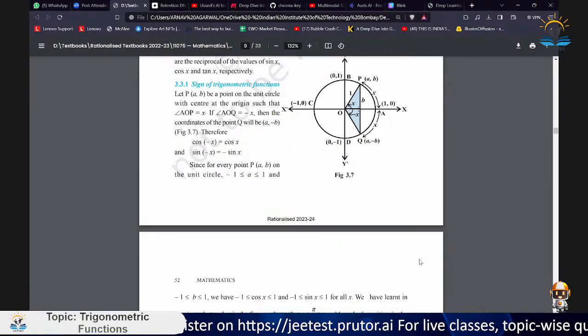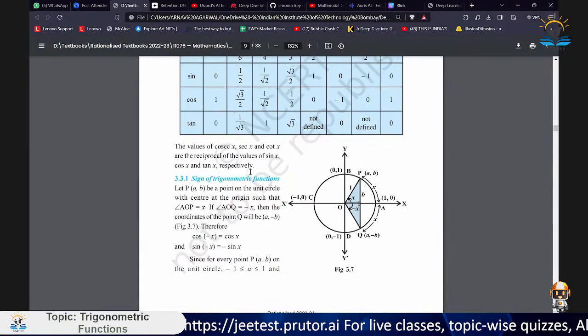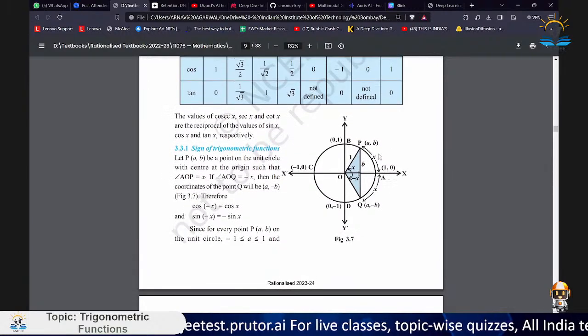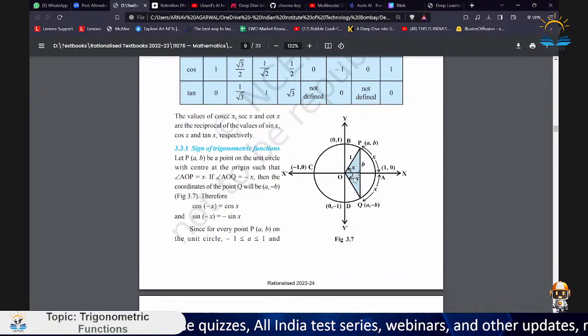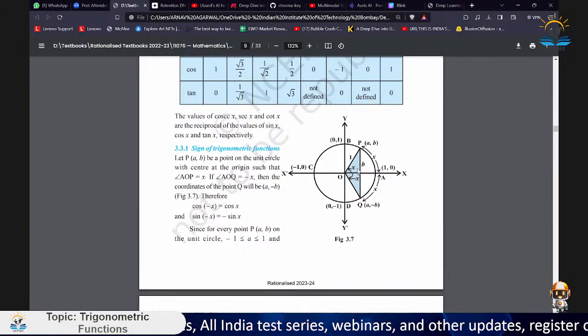Another thing which is very important is the sign of the trigonometric functions. So let a comma b be a point on this unit circle, let's say. Define this BOA as angle x, right? This AOQ, which you see, is the clockwise angle minus x. So this here is negative and this is positive. Clockwise is negative and anti-clockwise is positive. This is the convention. So we know that cos of minus x is equal to cos x. Sine of minus x is equal to minus sin x. This is also very important, right?